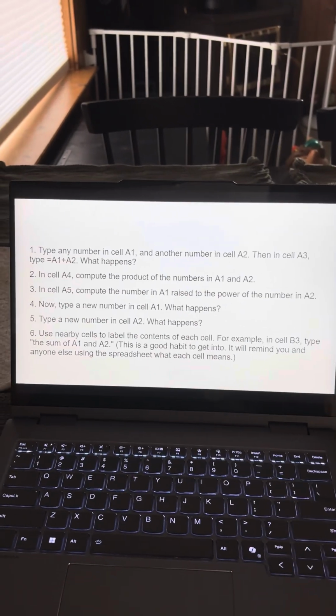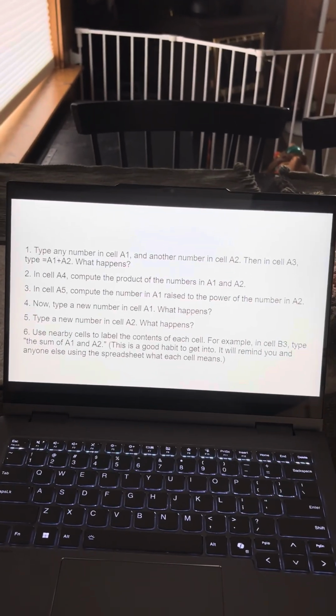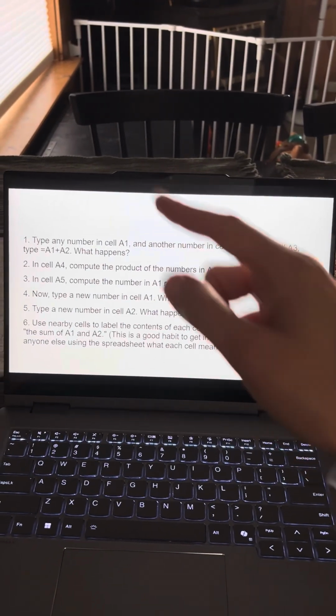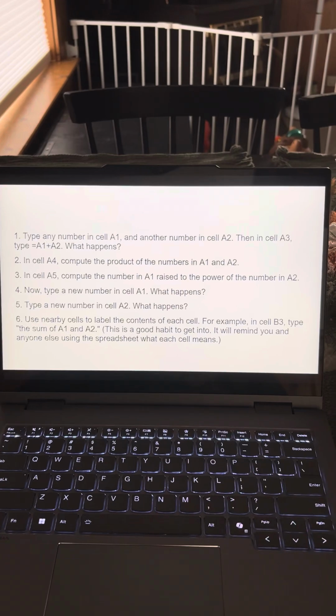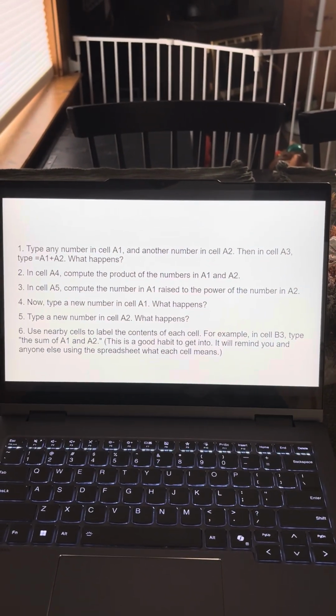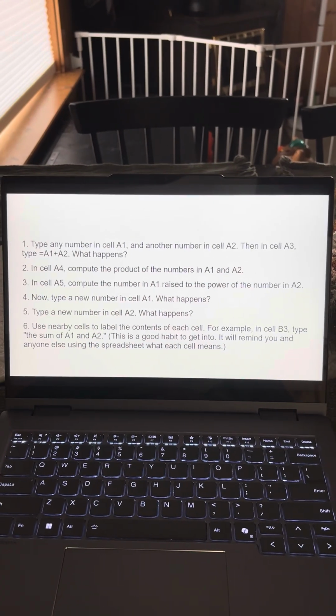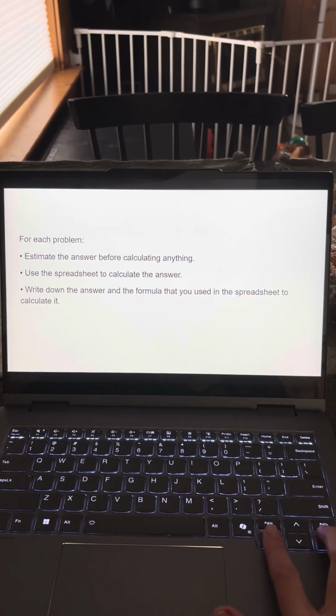And this whole lesson is going to be done on Google Sheets. So you're using Google Sheets on your computer, but then following along in the packet to answer all of these questions here. And so it's just kind of messing around. So you'll follow each step in the Google Sheets and make sure you write down your answers in the packet as you go along.